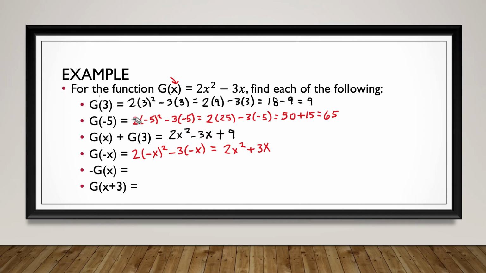All right, now our next one has the negative placed on the outside. So this is essentially like me saying negative 1 times g of x. Okay, so we know what g of x is. g of x is our original function. So we basically have a negative 1 times the original equation, 2x squared minus 3x. And now we'll distribute that negative through the parentheses, giving me negative 2x squared. And then a negative 1 and a negative 3 make a positive 3x.